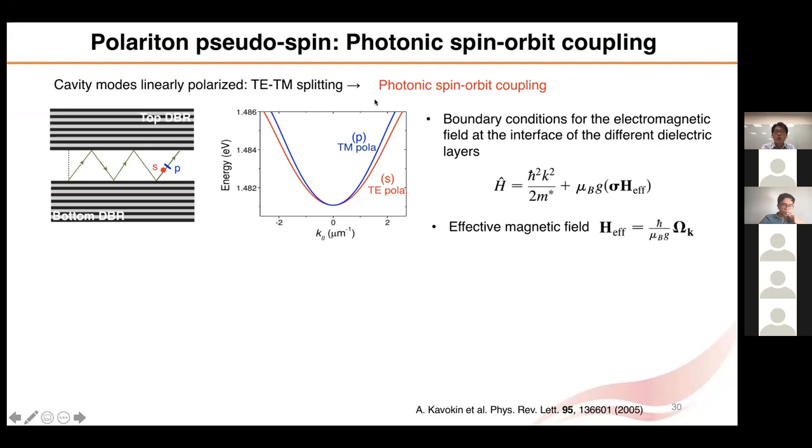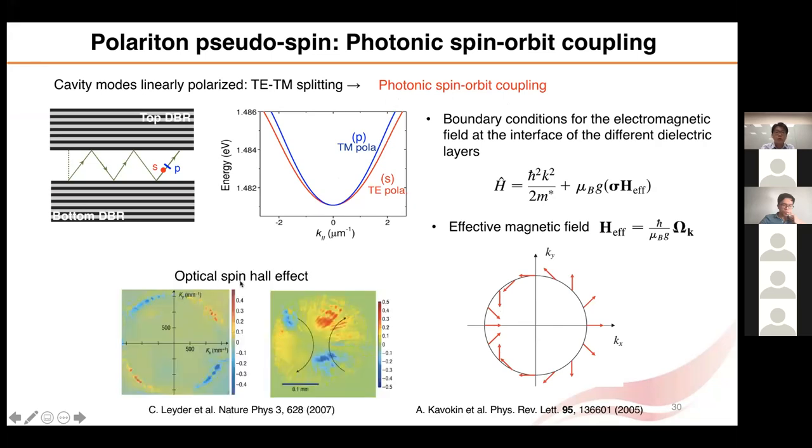So this is the so-called photonic spin orbital coupling that actually changes the curvature of those modes. If we write the Hamiltonian, we will need to add an additional term, which serves as an effective magnetic field to rotate the pseudo spin of the polariton state in momentum space. This photonic spin orbital coupling is also the basis for the realization of the optical spin Hall effect with polaritons. Another consequence is that it modifies the curvature of those linearly polarized dispersions, which results in anisotropy with distinct effective mass.